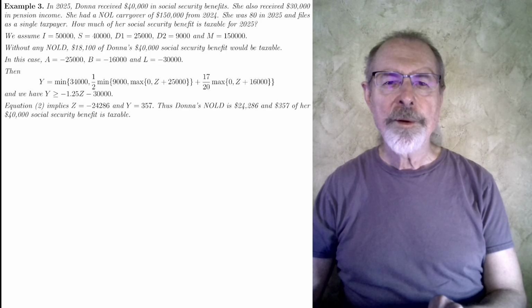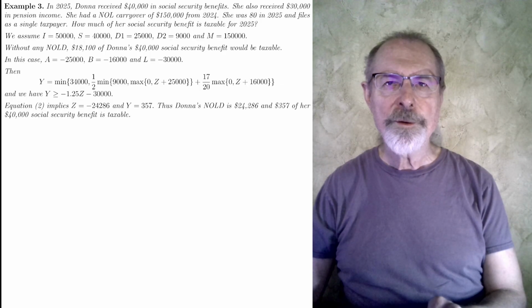Let's look at another example. In 2025, Donna received $40,000 in Social Security benefits and $30,000 in pension income. She had an NOL carryover of $150,000, and she's 80 years old and files as a single taxpayer. How much of her benefit is taxable? Well, in this case, we take half of her $40,000, or $20,000, and add that to her $30,000 pension income to get $50,000. That is her modified adjusted gross income.